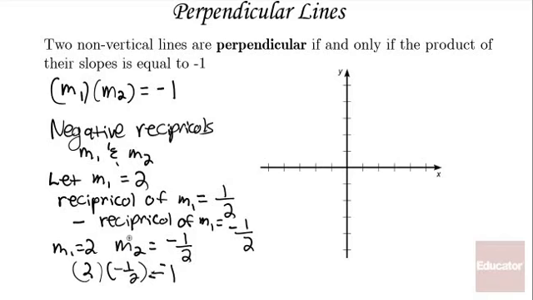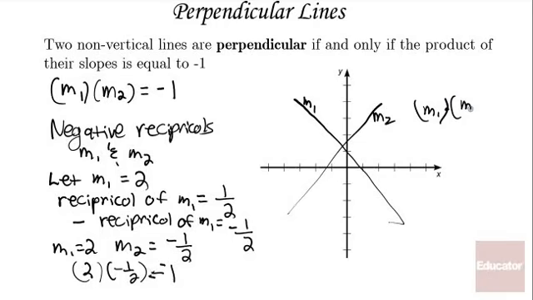Therefore, two non-vertical lines are perpendicular if the product of their slopes is equal to negative 1, which is another way of saying that the slopes of two perpendicular lines are negative reciprocals of each other. So if I have two lines that are intersecting at right angles, they are perpendicular, M1 and M2. The product of their slopes is equal to negative 1.